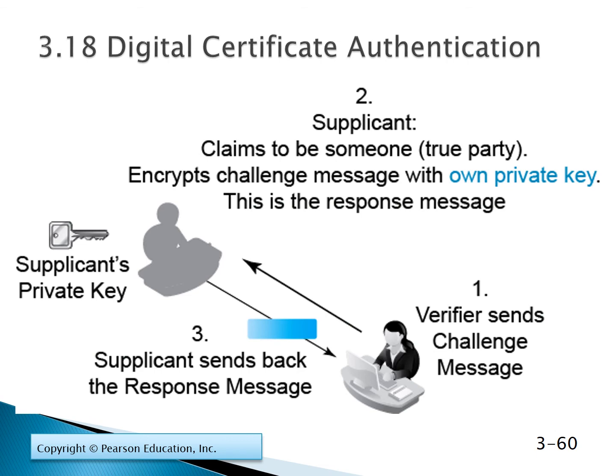Another type of authentication is based on asymmetric key. So when we are doing this, the verifier will send a challenge message. So it will send it to the supplicant or the user. So the user who claims to be someone, the true party, will try to encrypt the challenge message with their own private key. Then this is the response message. Then this response message will be sent back to the verifier. So maybe the website that you are dealing with.